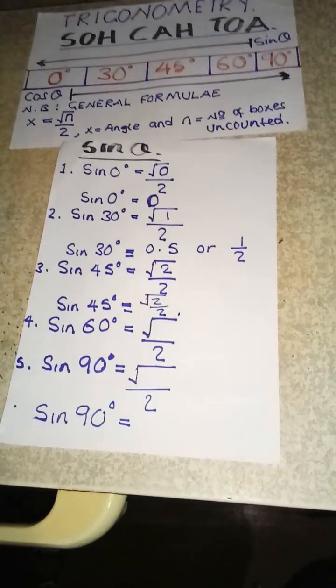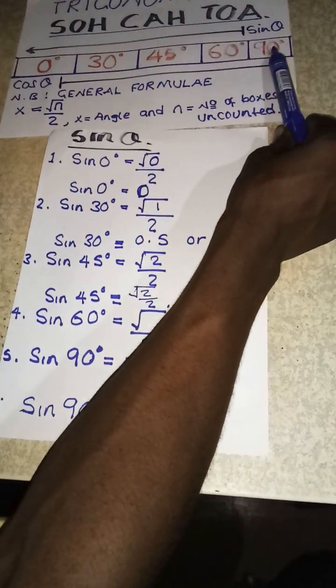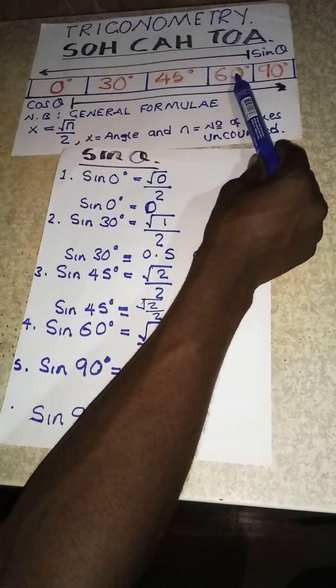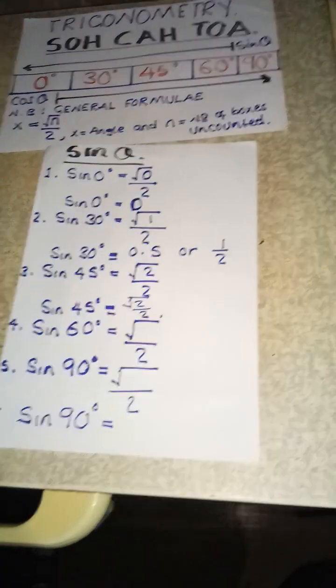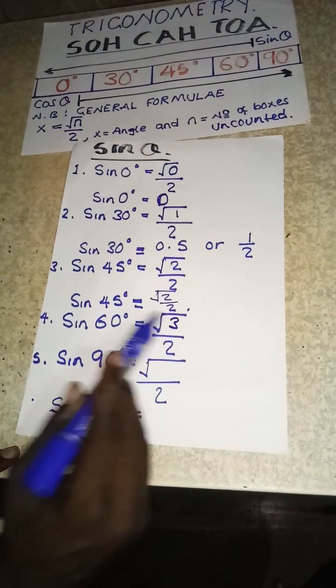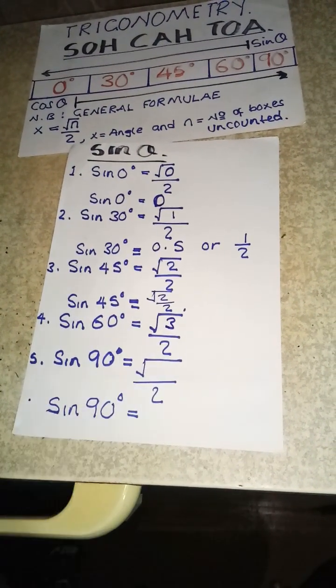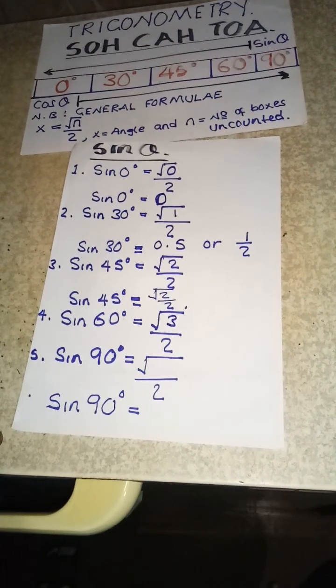Okay, so let us find sine 60. Now sine 60, this is 90, this is 60. How many boxes have been left uncounted? 1, 2, 3. So we write 3 in here. Now, what is the root of 3 over 2? We will just leave it in surd form. Is that okay? Yes.